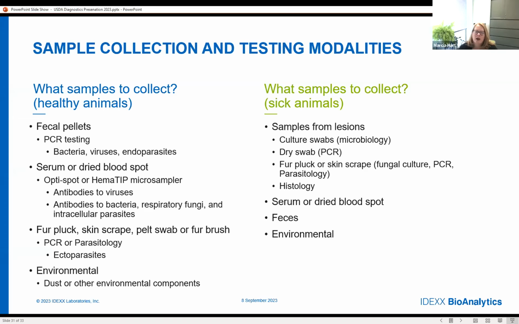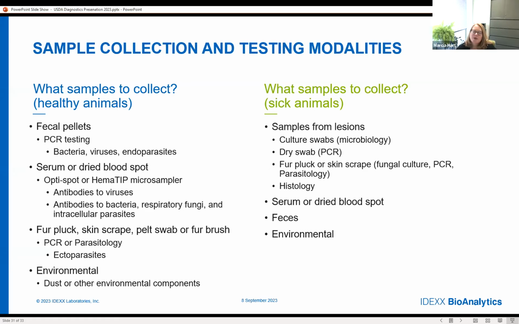So you'd want to work with your diagnostic lab to figure out what assays might be available. You could do a fur pluck or skin scrape, pelt swab, or fur brush. And this can be used for PCR or parasitology to look for ectoparasites. And then environmental testing, you could do dust or other environmental components that might represent the accumulation of nucleic material from infectious agents over time.